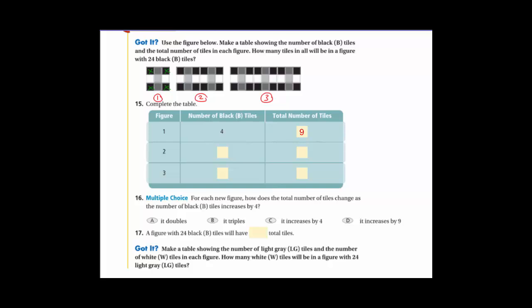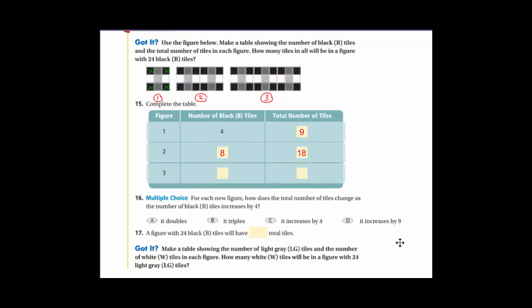In figure 2, how many black tiles are there? Well, now we can see there's 4 on the top row, 4 on the bottom row, so there's 8 black tiles. How many tiles total? Well, now there are 6 columns of 3 tiles, or 3 rows of 6 tiles, so there are 18 tiles altogether.